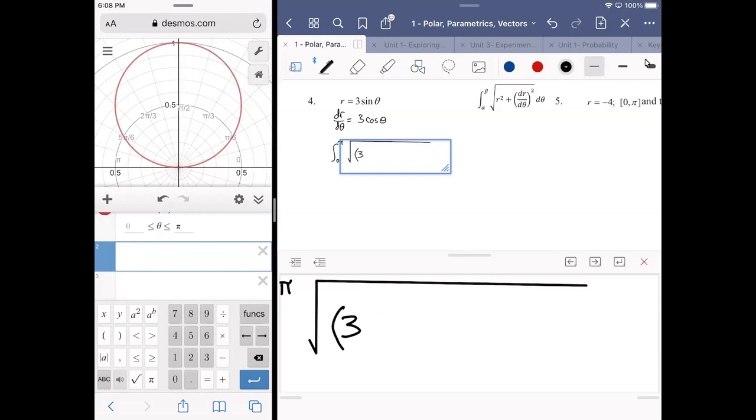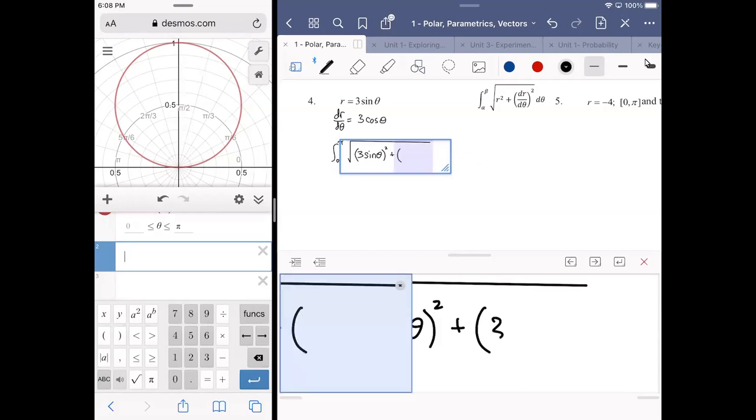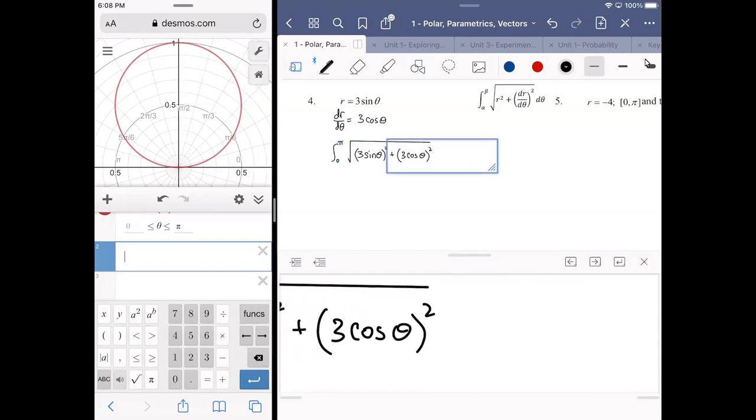So 3 cosine theta. Oh, sorry, 3 sine theta, I was reading the wrong thing. I mean, it's not going to matter because it's commutative, but in order to model it by the formula, I want to have it in the right order. Plus 3 cosine theta, that quantity squared, d theta.